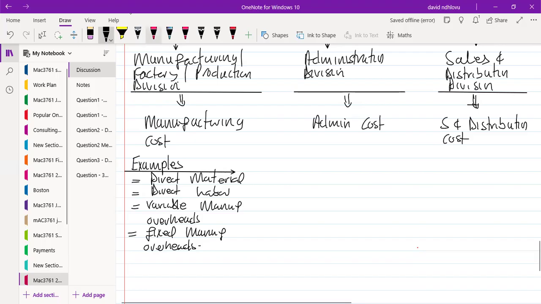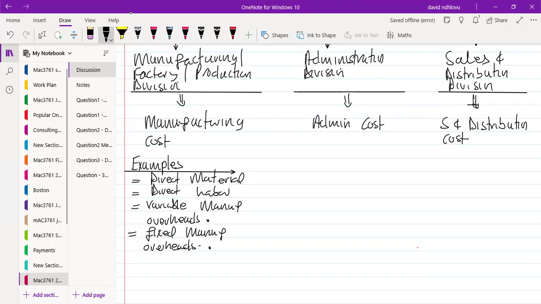The term overhead here: any cost that is not direct, that is to say, it is not direct material, it is not direct labor, is called an overhead in management accounting. So any cost that is not direct material or direct labor is an overhead. Overheads can be variable, which means they change in direct proportion to output in total, or they can be fixed, which means the total cost does not respond to changes in output.